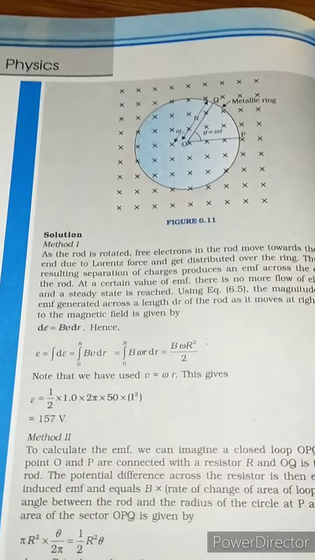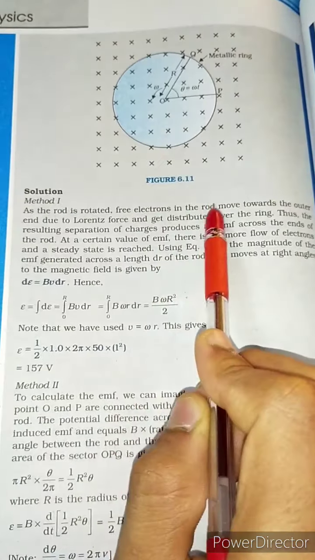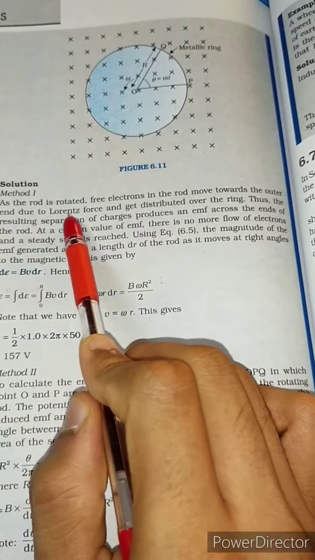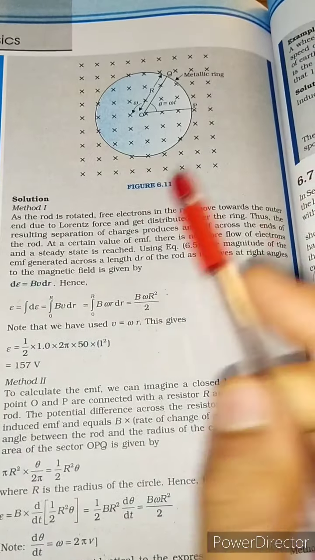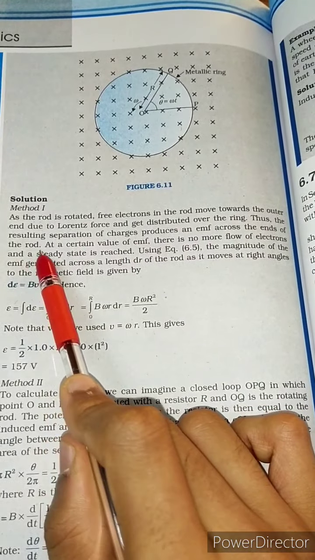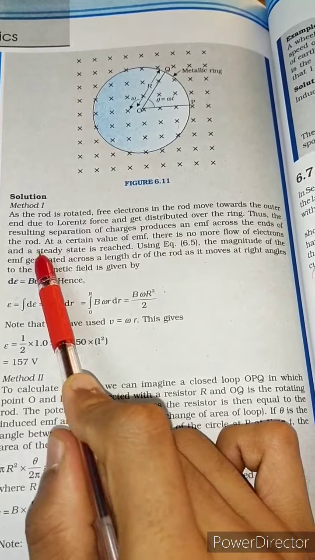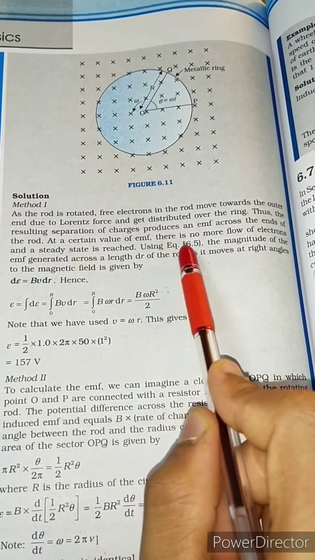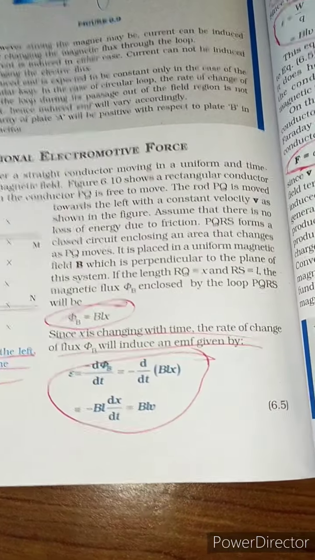Let us start. Now as you can see, as the rod is rotated, free electrons in the rod move towards the outer end due to Lorentz force and get distributed over the ring. Thus the resulting separation of charges produces an EMF across the ends of the rod. At a certain value of EMF, there is no more flow of electrons and a steady state is reached. And this is equation 6.5.